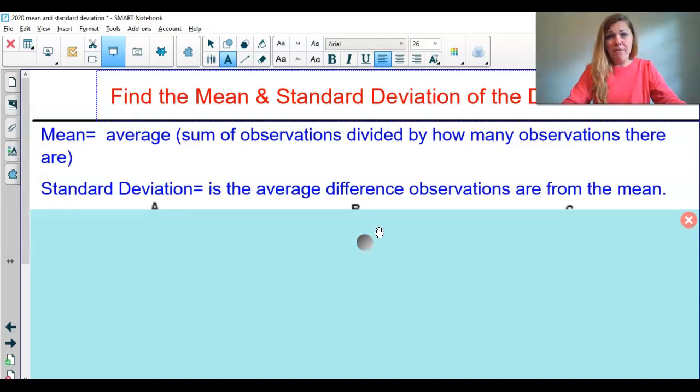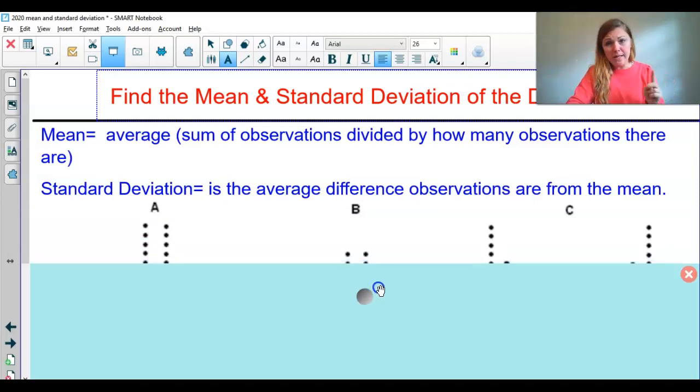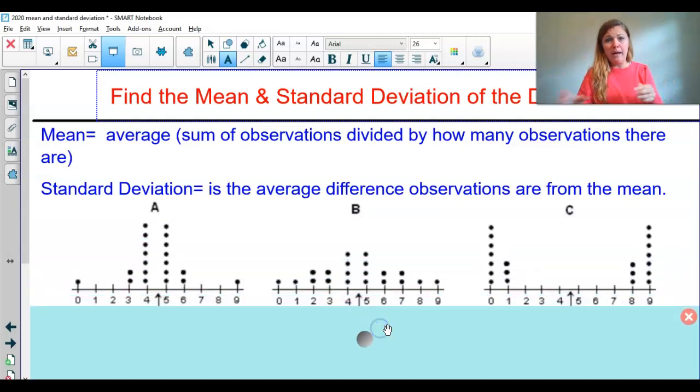Okay, now just so you can wrap your head around the conceptual part of it, I have three different dot plots here, okay? You'll notice they all go from 0 to 9, and their centers are all about the same, okay? They're very symmetric, right?